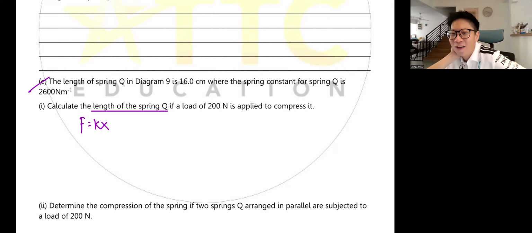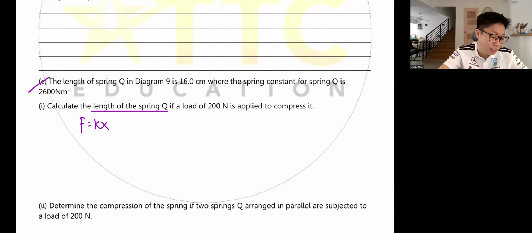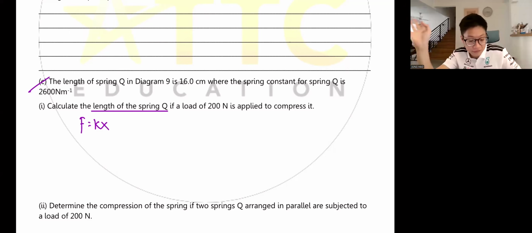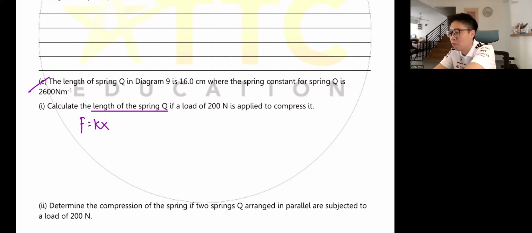Okay, guys, for ticker tape, we are allowed to leave our answer in cm. Spring also, you can leave your answer in cm. Of course, if you want to change to meter, we don't mind. You want to leave it in meter also can. But usually we will leave it in cm. Meter or cm is fine, but I prefer cm because it sounds more logical.